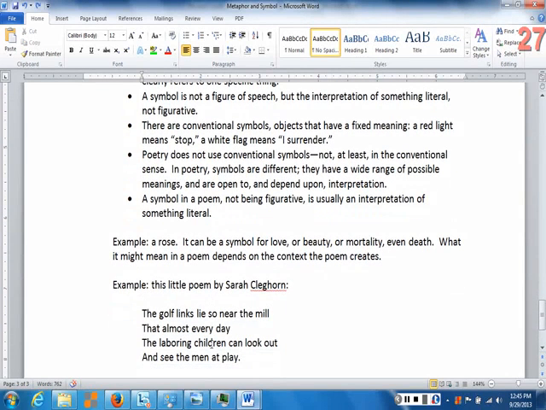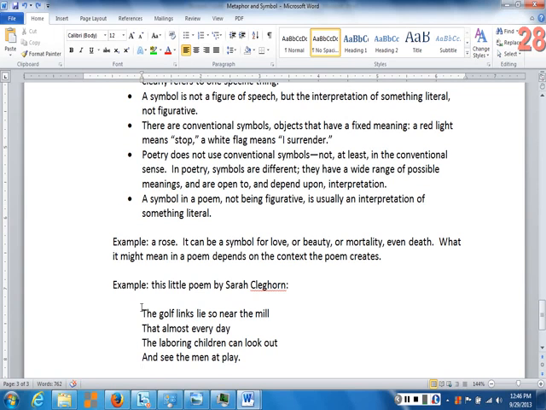And this, by the way, is the complete poem. Just one quatrain. No roses in this one. We're looking at something different. I just brought up the rose as an example of a very familiar object, a literal object, a flower that is used symbolically. But this poem reads, "The golf links lies so near the mill that almost every day the laboring children can look out and see the men at play."